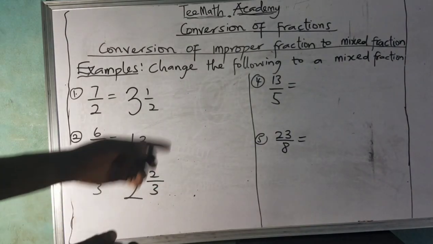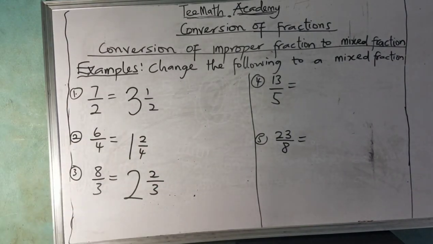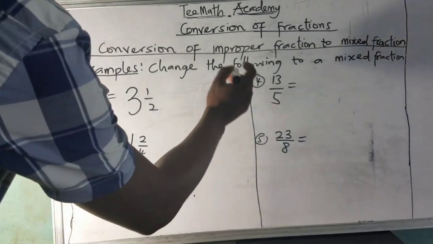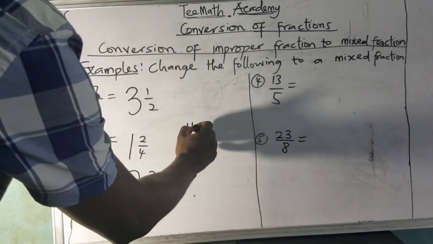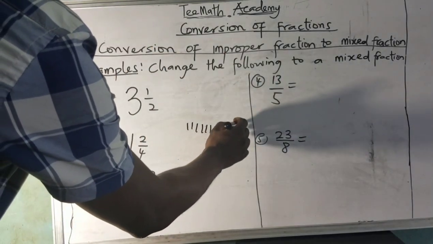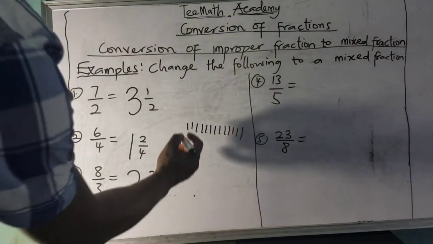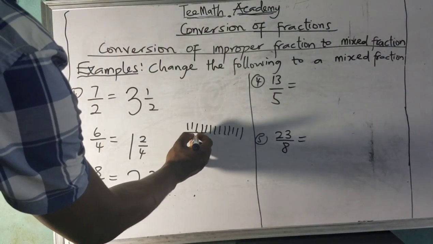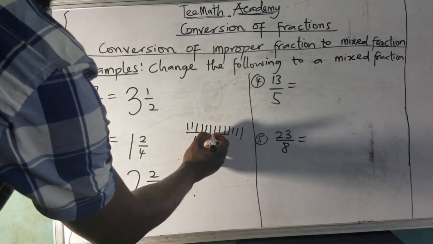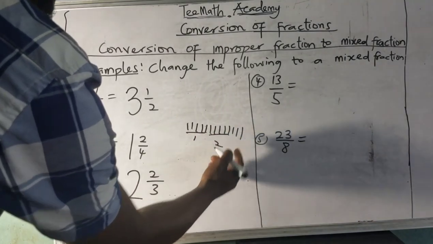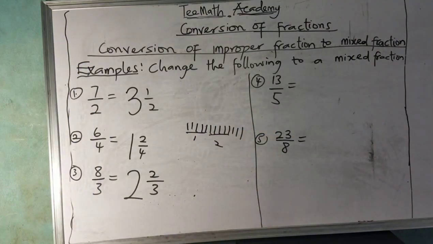Now the next one is 13 over 5. What do you do? You count 13, which is the numerator. That is 1, 2, 3, 4, 5, 6, 7, 8, 9, 10, 11, 12, 13. Divided by the denominator, which is what? 5. So 1, 2, 3, 4, 5. Then 1, 2, 3, 4, 5 again, that is 2. So 1, 2, 3 is not up to 5. You stop there. That is how many times?